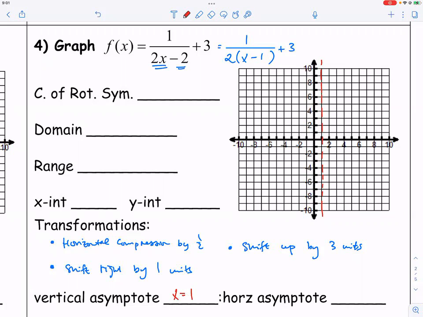For the horizontal asymptote, shifted to the right by, oh sorry, wait, hold on. Yes, shift to the right by 1 unit, so the vertical asymptote got shifted to the right. And then we shift up by 3 units, so the horizontal asymptote got shifted up by 3 units. So it becomes y equals 3. When these 2 asymptotes meet, we have (1, 3) as the center of rotational symmetry.